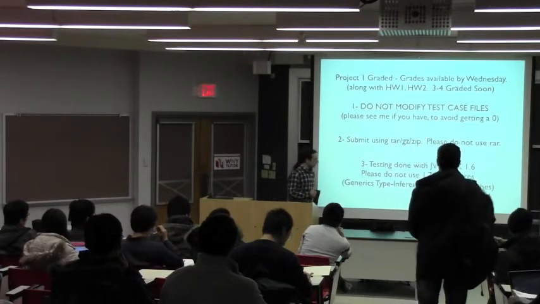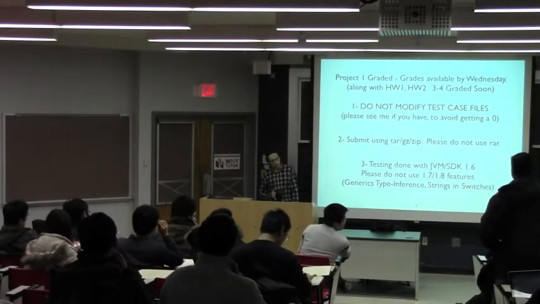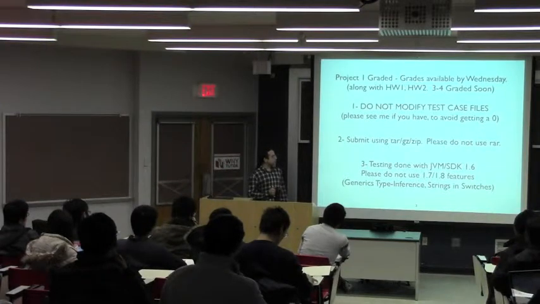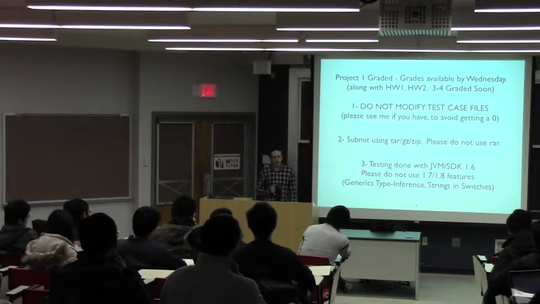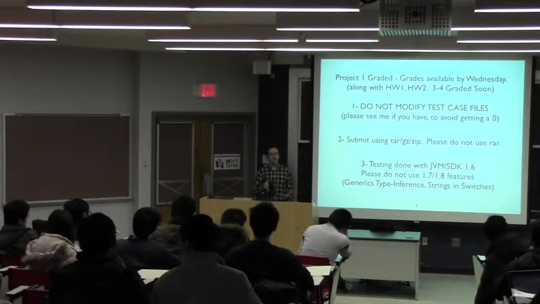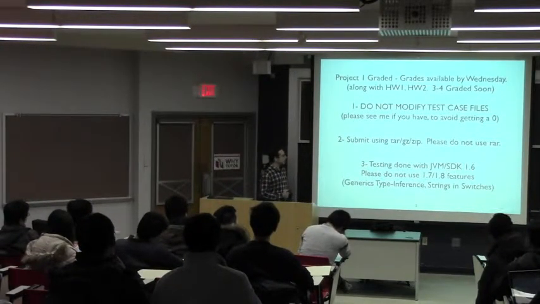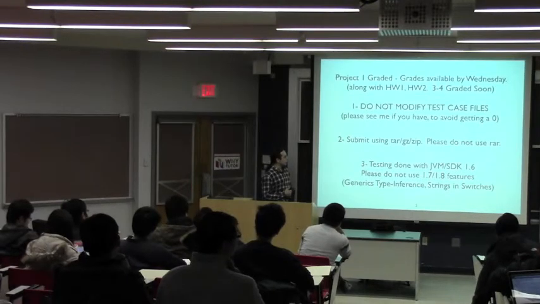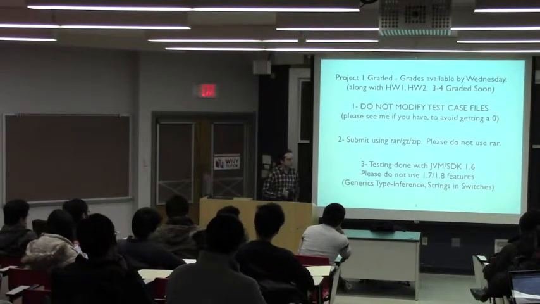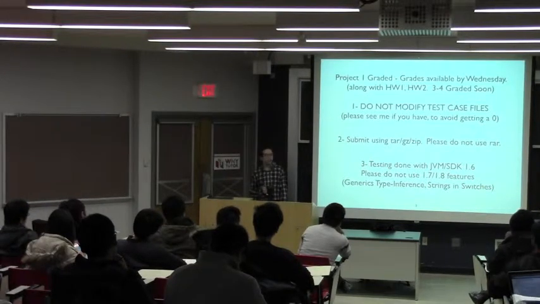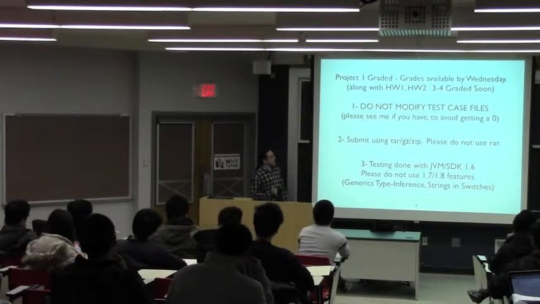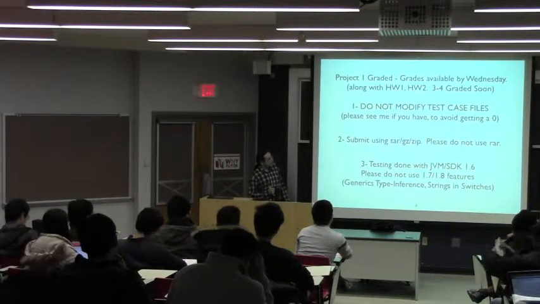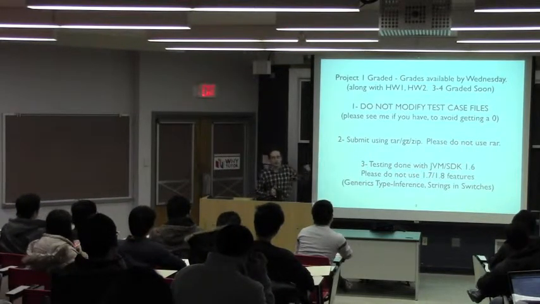And finally, a couple of you used features of the JVM SDK greater than 1.6. You were not penalized for this, but as a courtesy to me and as a way of hopefully preserving my sanity, so that in my sanity I can give you a good grade, please don't use features like generic type inference and strings and switches. I'm still trying to figure out a way of giving you more immediate feedback on whether or not your submission is testable using the automated testing scripts that I'm using. But just as a quick heads up, please try and follow these guidelines.